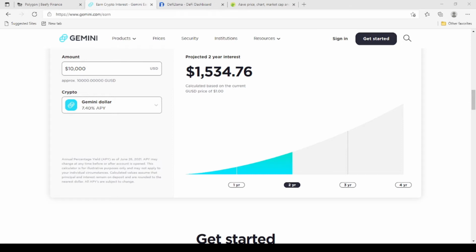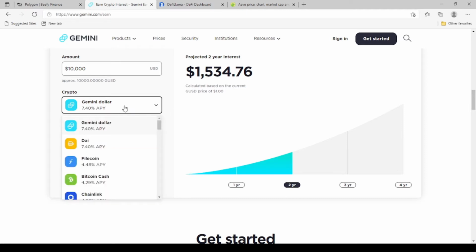So I just wanted to show you again on the Gemini exchange. If you just wanted to park some cash somewhere, you have two different options. You can either put it in Gemini dollar.